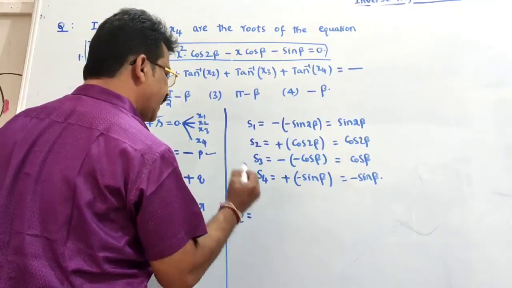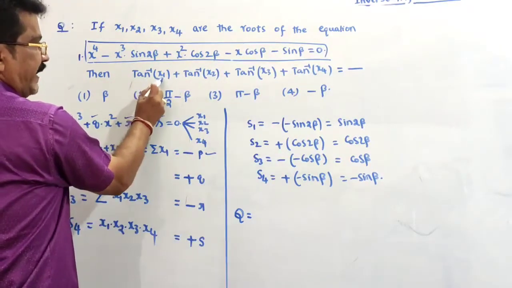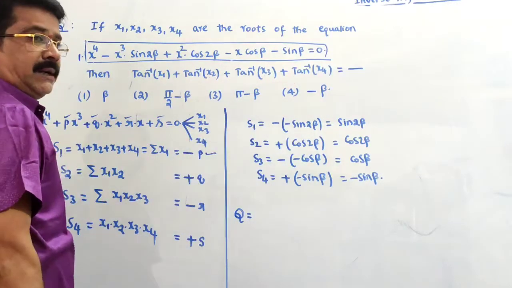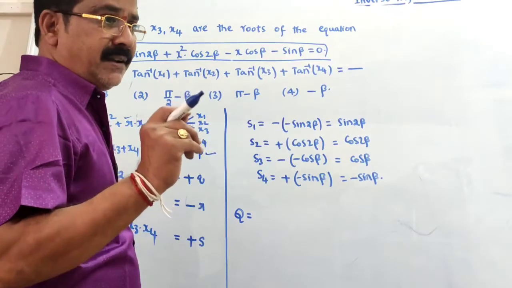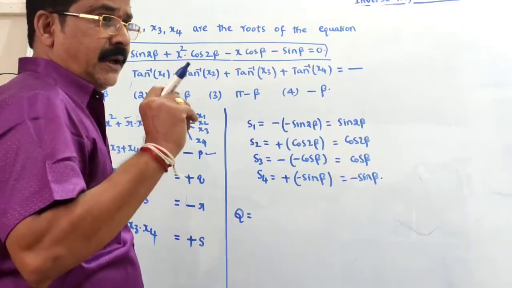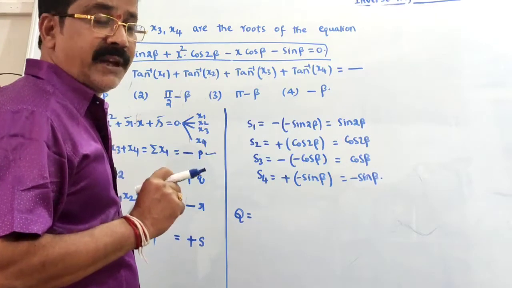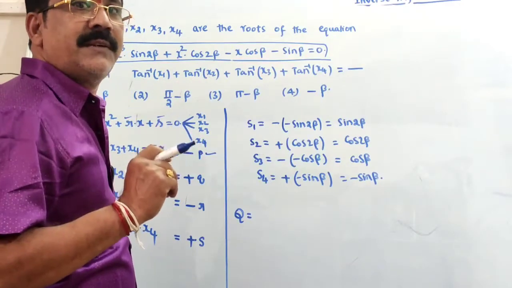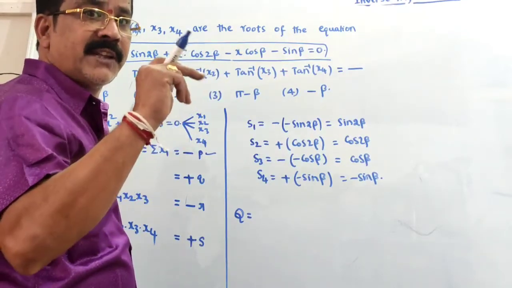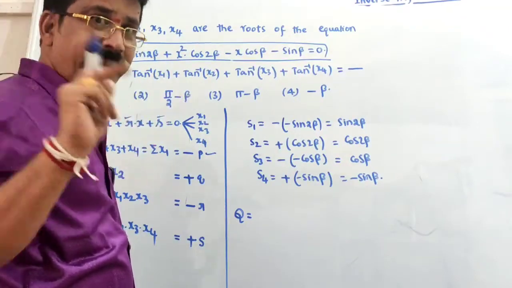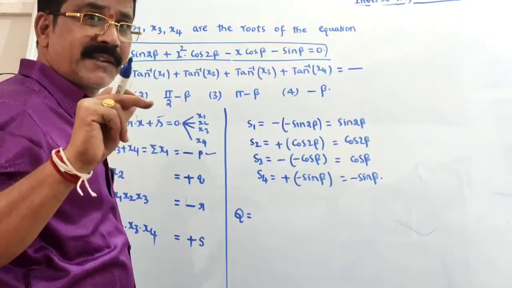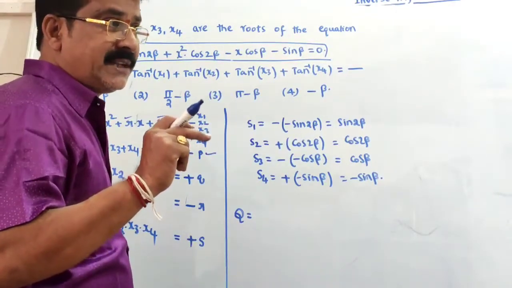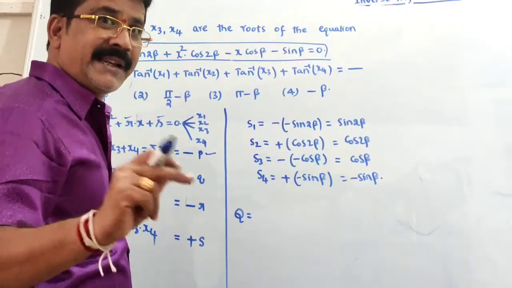The question is tan inverse of x1 plus tan inverse of x2 plus tan inverse of x3 plus tan inverse of x4. Already I said the formula in basic classes: tan inverse of x plus tan inverse of y is one formula. Next, tan inverse of x plus tan inverse of y plus tan inverse of z equals tan inverse of (x plus y plus z minus xyz) divided by (1 minus (xy plus yz plus zx)). Of course, two cases are there. If xy plus yz plus zx equals 1, it is pi by 2.